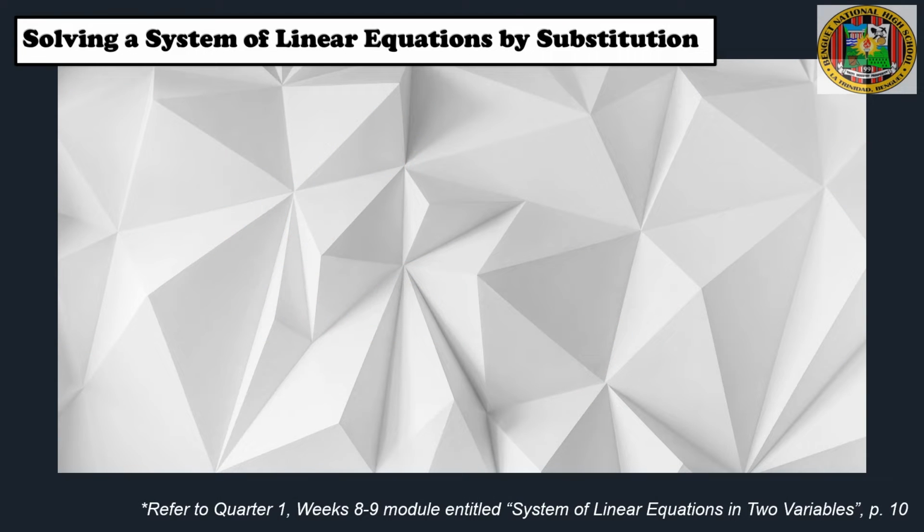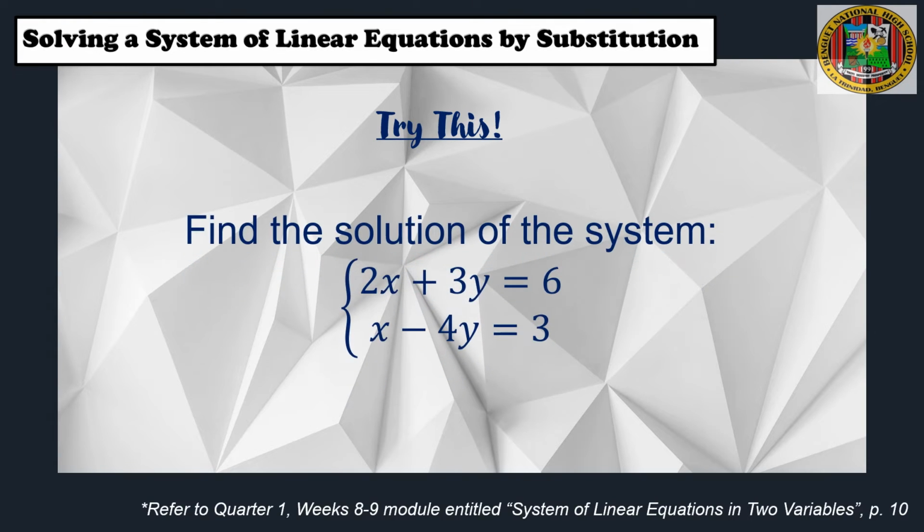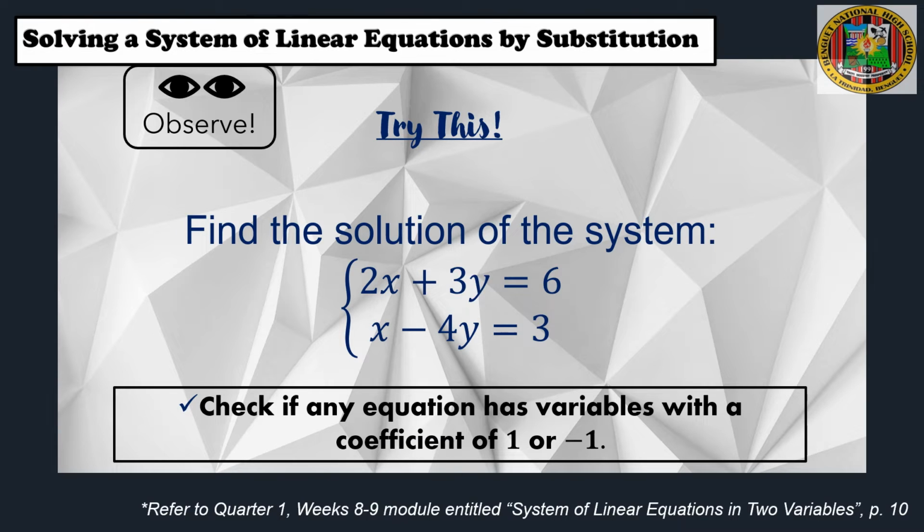Refer to your Quarter 1, Weeks 8 to 9 math module entitled System of Linear Equations for this example. Let us find the solution of the system 2x plus 3y equal to 6 and x minus 4y equal to 3. We first observe the problem. To use substitution easily, we check each equation if any equation has variables with a coefficient of 1 or negative 1. Here, we can see that the second equation has x that has a numerical coefficient of 1.